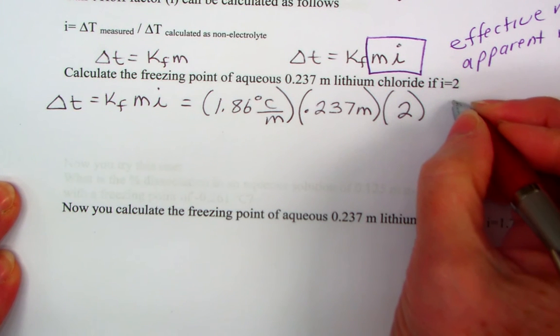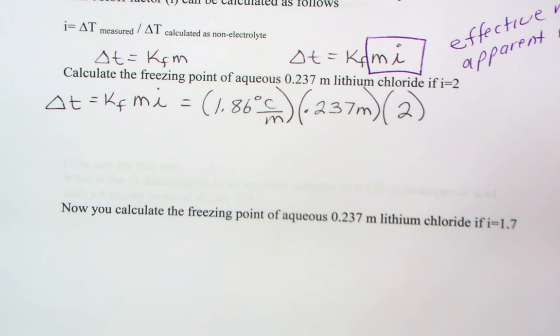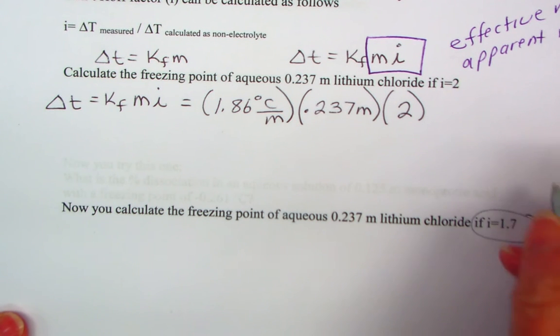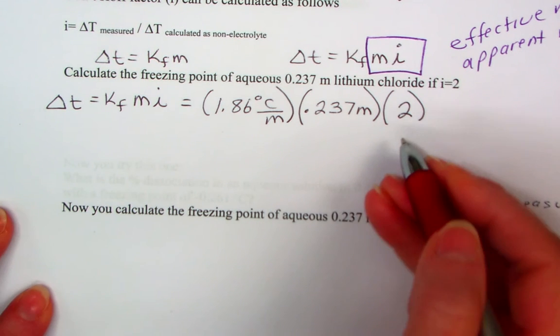Now, as far as sig figs, I'm taking that for an exact number because by definition there are 2 ions in sodium chloride or lithium chloride. Okay, I'm taking that as an exact number. Down here, this i is from a measured value, so I'm going to use 2 sig figs. But for right now, I'm assuming that's an exact number.